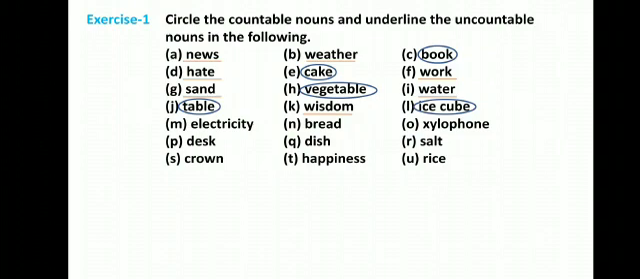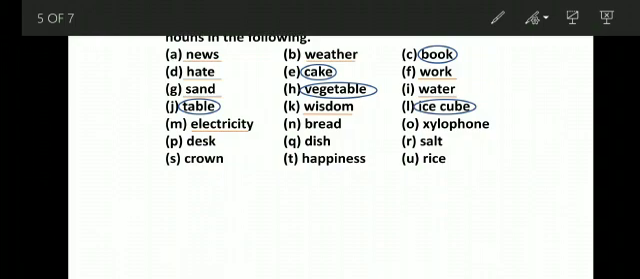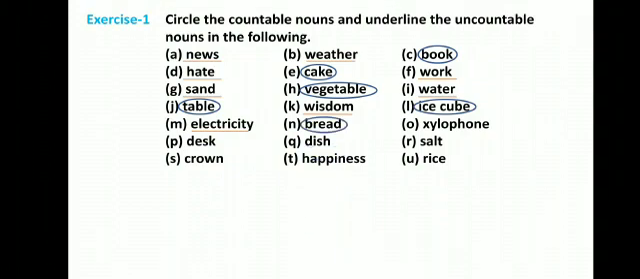Next is electricity, bread and xylophone. Electricity, it's about whole electricity, so we can't count whole electricity. Bread we can count it, and xylophone also we can count it.